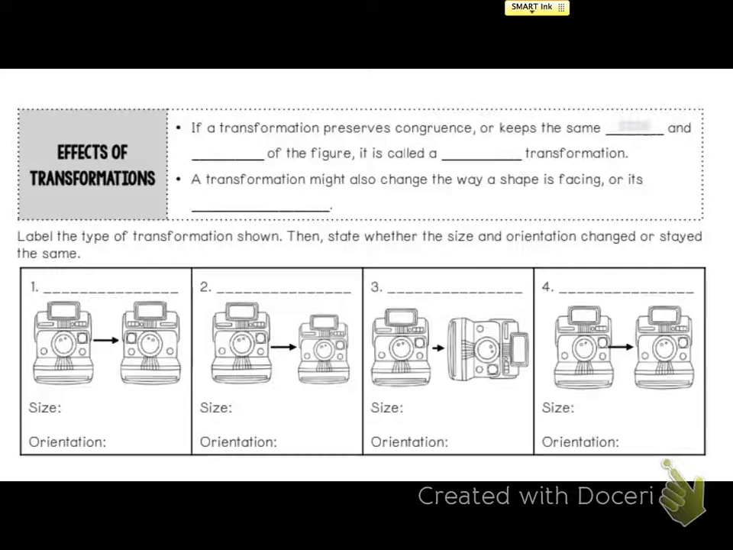Okay, if a transformation preserves congruence, which means that it's equal or keeps the same size and shape of a figure, it is called a rigid transformation. If it keeps the same size and same shape, it is called a rigid transformation. We all know that congruence means equal, the same. A transformation might also change the way a shape is facing, or its orientation.